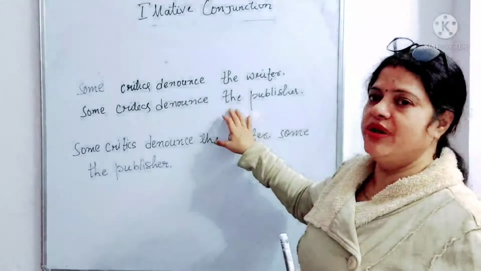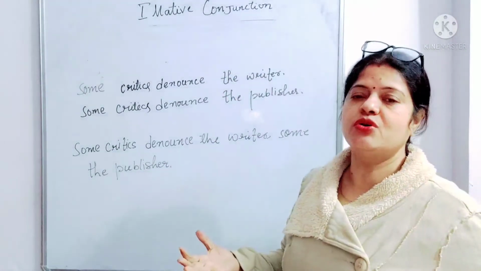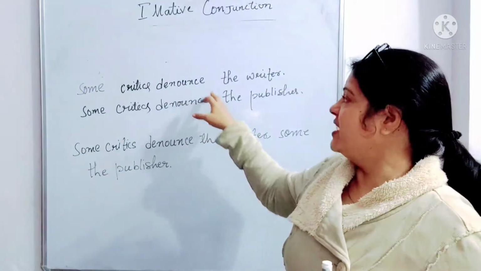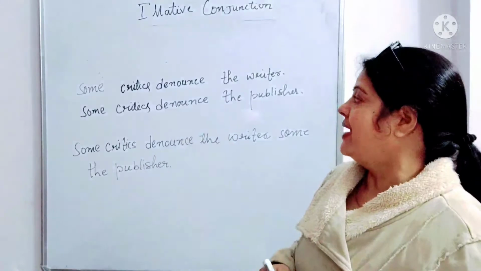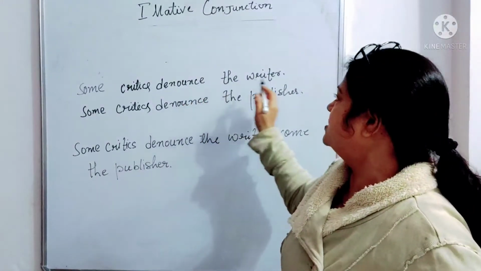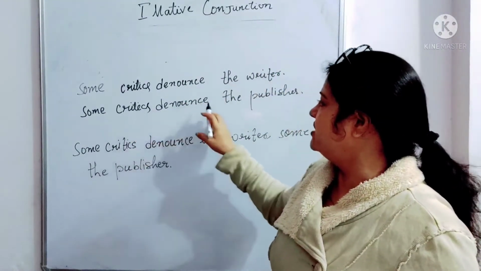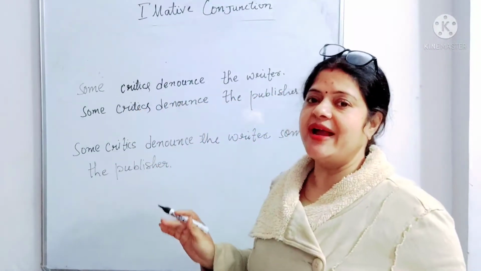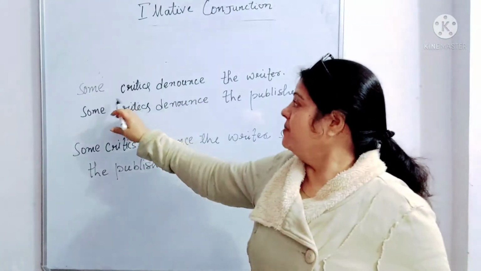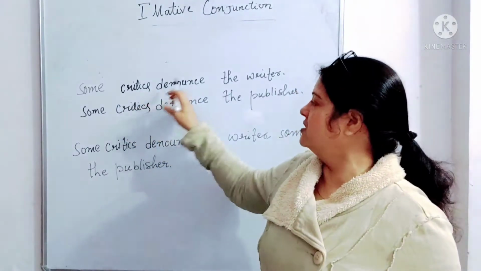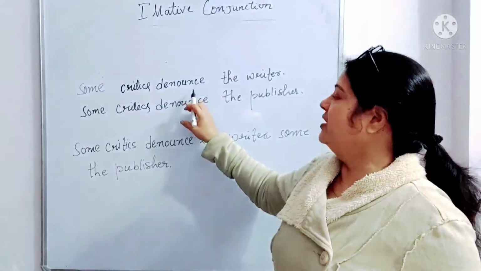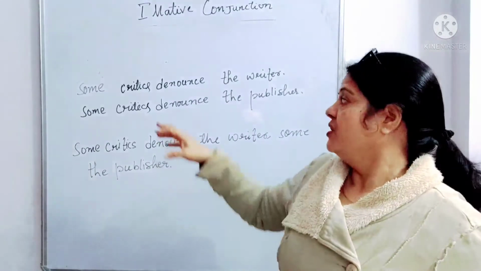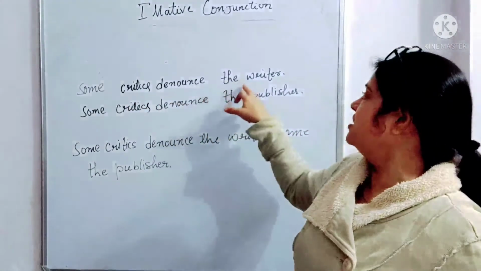So this rule is totally different from the rules of the clauses. It is showing that we have two sentences with the same verb. Like, some critics denounce the writer, some critics denounce the publisher. Now let's understand it in a better way. Some critics, till here we have the subject, denounce is the verb. Denounce means to criticize somebody. So some critics denounce the writer.